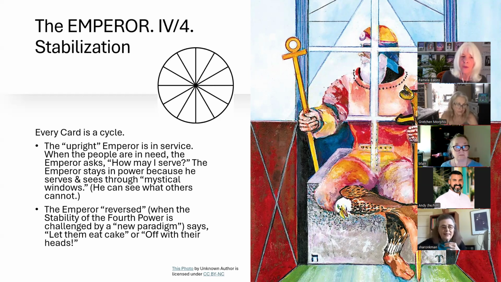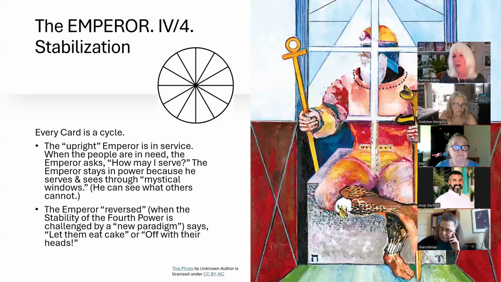because he does see through windows that others can't see through, mystical windows. He sees what other people can't see. This is a good emperor who has a big vision and a broad perspective.